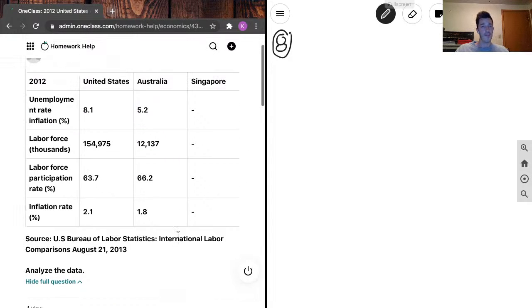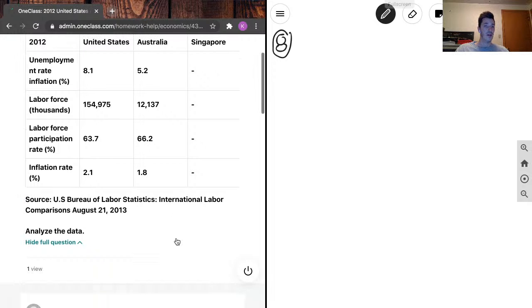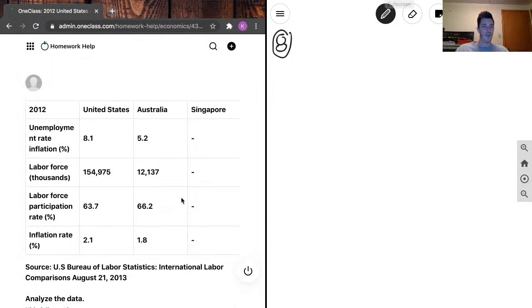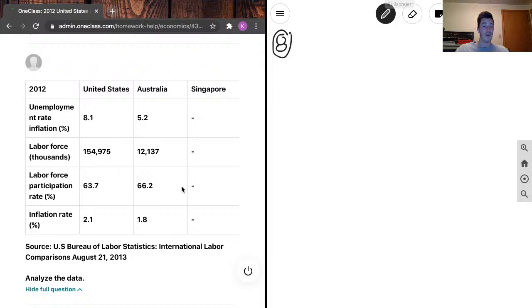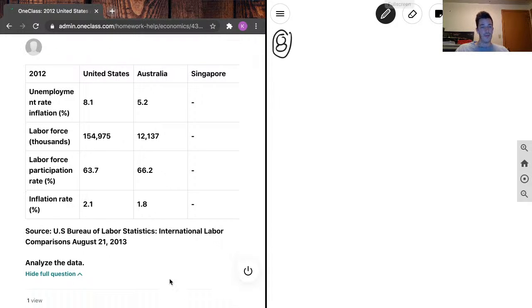Analyze the data. Okay. So we've got unemployment rate and inflation. So that's how much the unemployment rate grew this year. It looks like it grew by 8% in the States and 5% in Australia. So the unemployment rate is going to be growing faster in the United States. The labor force in thousands is those who are either working or looking for a job. United States is 154,000, while Australia is 12,000. So obviously, the United States has a larger population, so it is going to have a larger labor force.